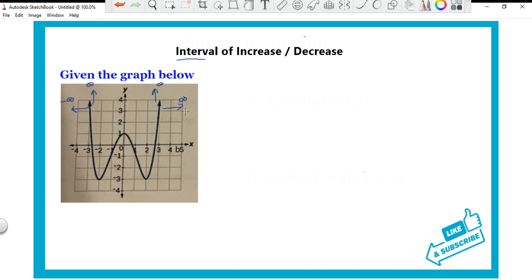But which one do we really care about? We really just want the x values. I'm going to circle them later on. So that's the first checkpoint, the endpoints.